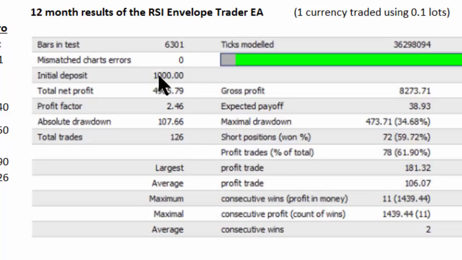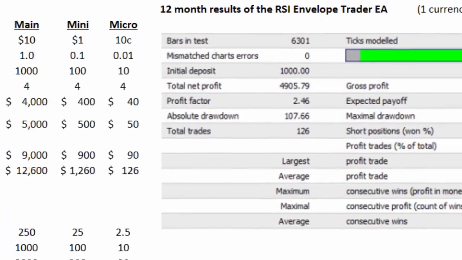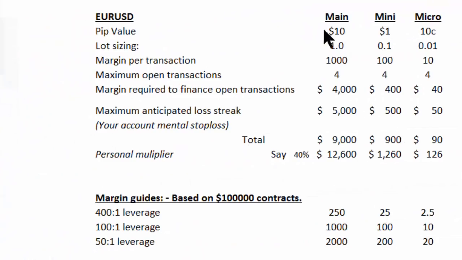Really great results. The person used a $10,000 account and almost increased it by 5 times over the 12-month period. Really great results. And the important figure here that we are looking for really is the maximum drawdown figure, which is 473. Now, we'll come back to this particular figure, but that is probably the most important figure that you need to focus on. So let's move to the calculation process.